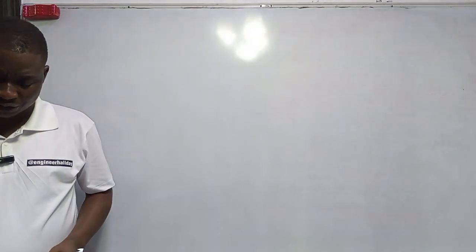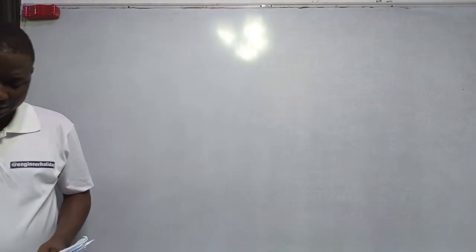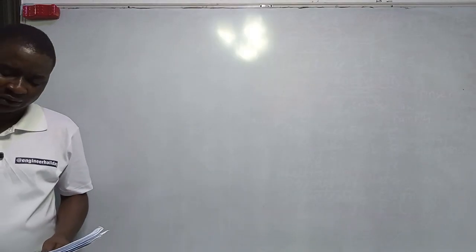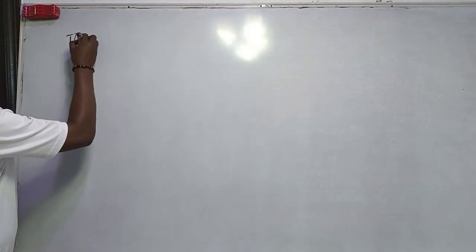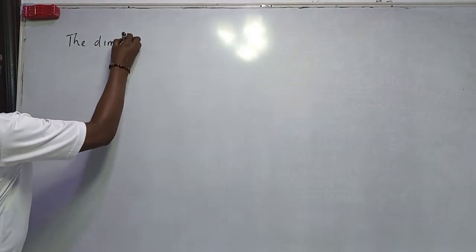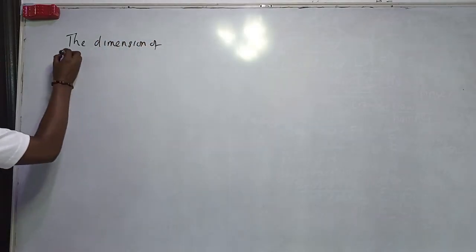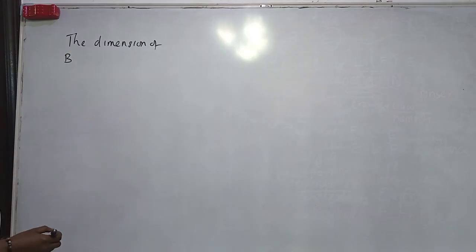Now, we want to take a question on measurement by unit. It says the dimension of magnetic field is dash. The symbol of magnetic field is.